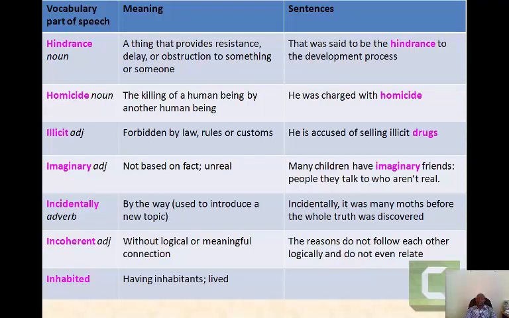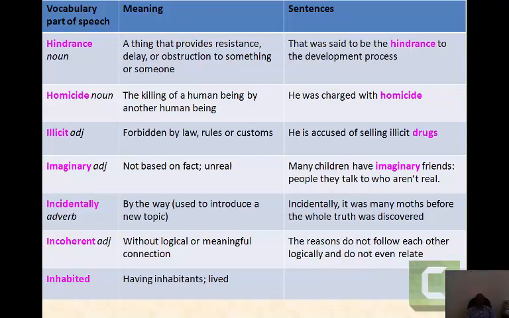Illicit, adjective. This is used to refer to something forbidden by law, rules, or customs. Example, he is accused of selling illicit drugs. Imaginary, adjective. This means not based on fact or unreal. Example, many children have imaginary friends, people they talk to who aren't real.